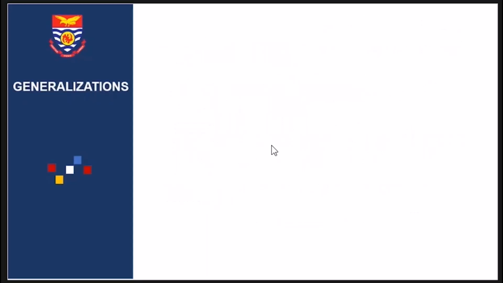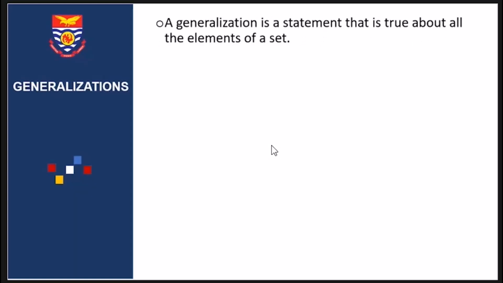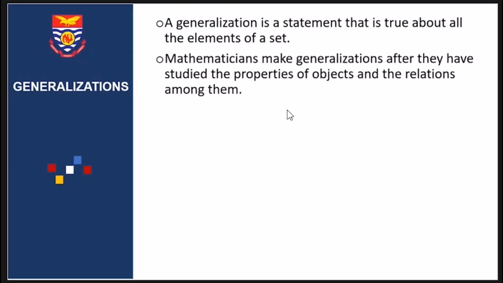Let's look at generalizations. A generalization is a statement that is true about all the elements of a set. So when we say you generalize something, it means that it will work for everything about the set. If you're talking about the set of numbers, you can make generalizations about that, and that generalization should be able to work for every element, every number in the set. Mathematicians make generalizations after they have studied the properties of objects and the relations among them.